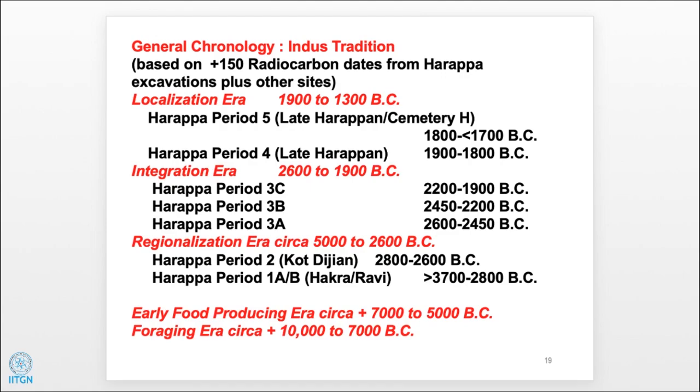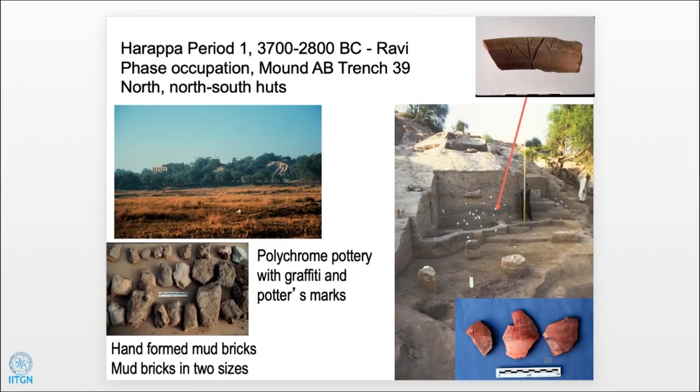Fine. Now, this is one of the mounds in Harappa, and what you can see is the mud bricks, very interesting kind of mud bricks, then polychrome pottery, and you also have these kinds of designs on the ceramics. This is some kind of structure that they have cut, and you can also see there are bricks going in.